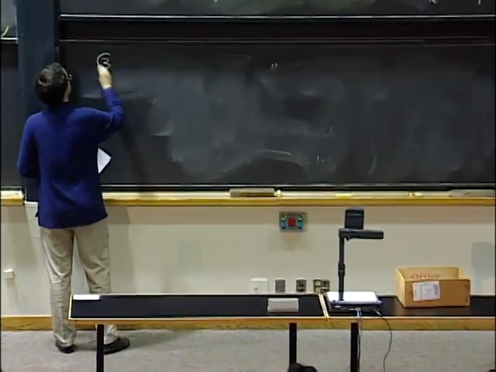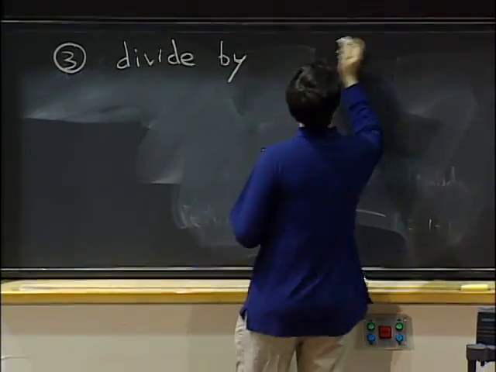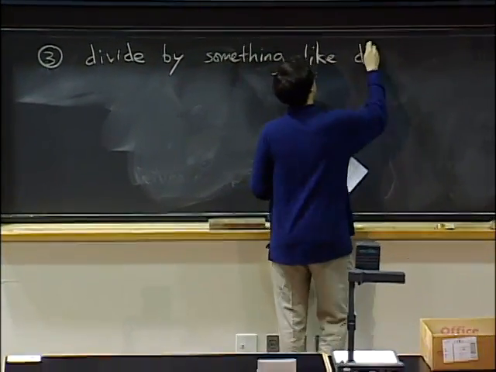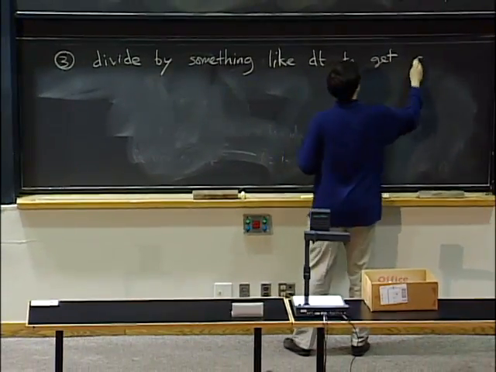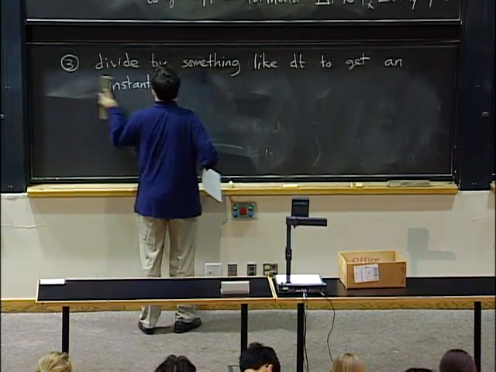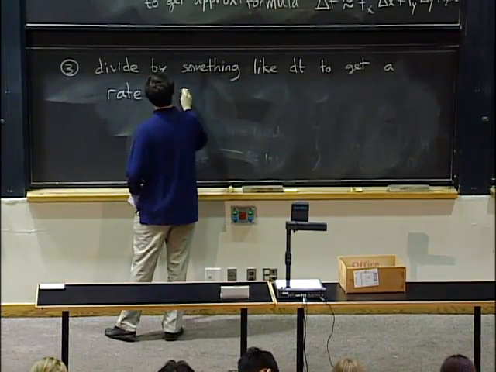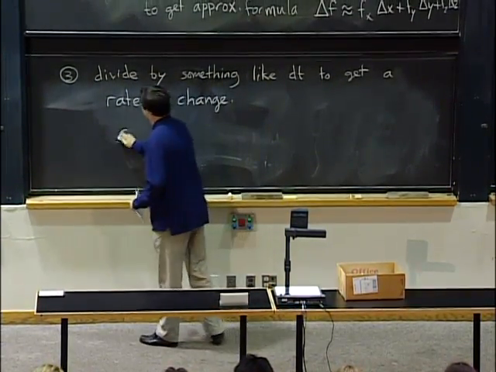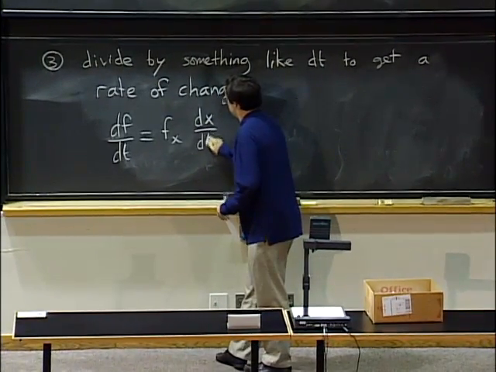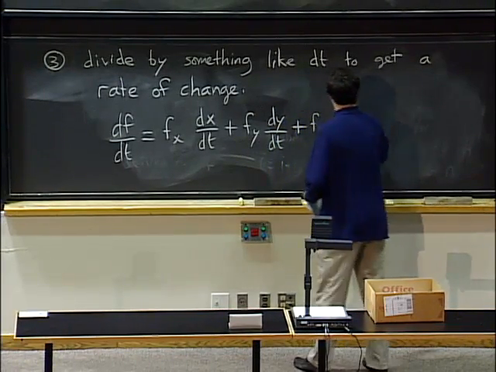Okay, so the first thing we can do is divide by, say, something like dt to get an infinitesimal rate of change. For instance, well, let me just say a rate of change. Okay, so df dt equals f sub x dx dt plus f sub y dy dt plus f sub z dz dt.